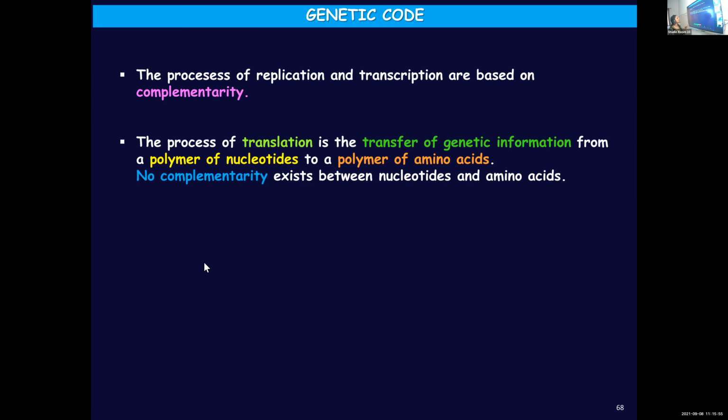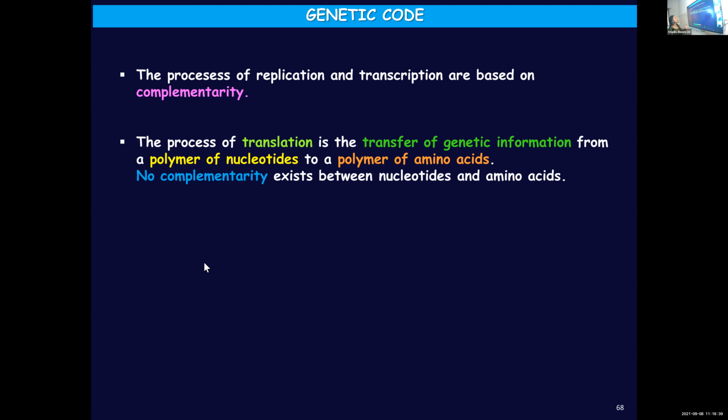And translation is a transfer of genetic information from a polymer of nucleotides to a polymer of amino acids. RNA is a polymer of nucleotides. So the information present on this messenger RNA is converted, or the genetic information is transferred, to a polymer of amino acids. And you know, proteins are the polymers of amino acids. When the monomer units, amino acids, join together, proteins are formed. RNA and DNA both are polymers of nucleotides.